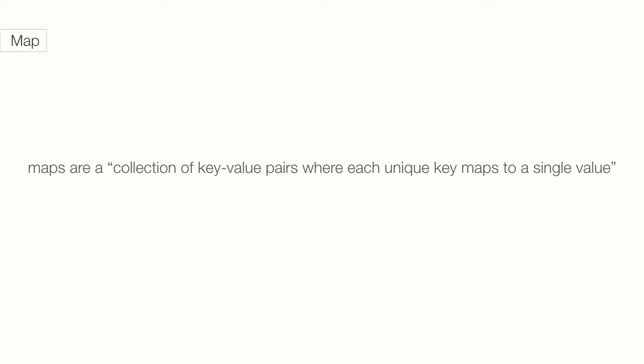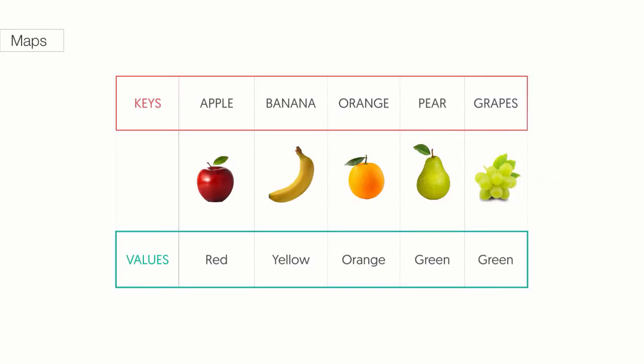Let me break it down for you. A collection that contains key-value pairs, meaning a group of things where each thing is broken down into two parts, a key and a value. Within a map, each unique key maps to a single value, which means there are no duplicate keys. And each key can have only one value.